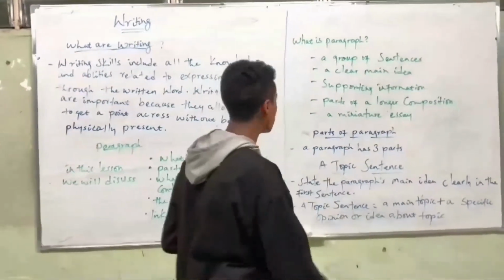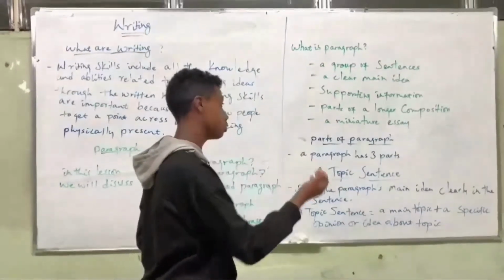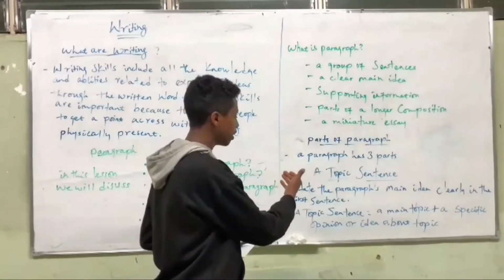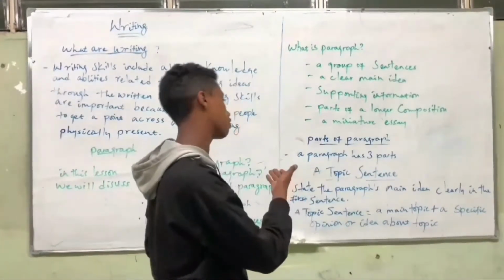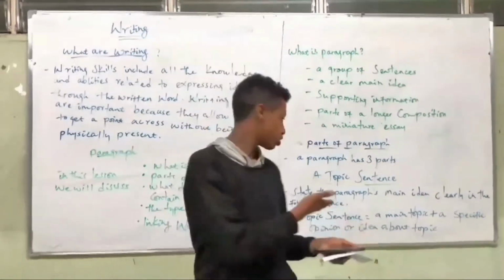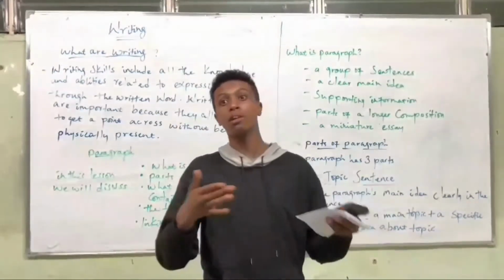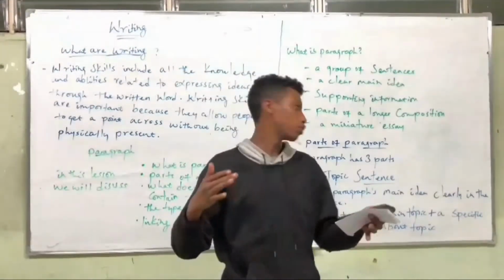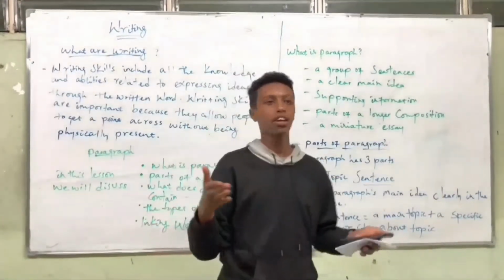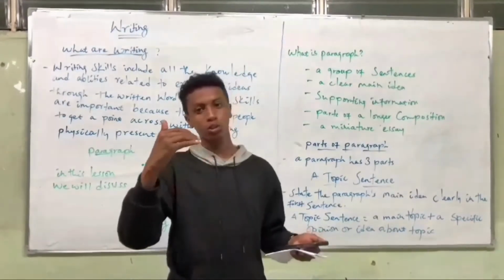We're going to proceed to the next question: the parts of a paragraph. A paragraph has three parts. The first and main part is the topic sentence. It states the paragraph's main idea clearly in the first sentence. This is the major part of the paragraph that contains the main idea. The main idea is the base of the paragraph, and the whole paragraph stays within the scope of the main idea. The topic sentence contains the main idea and talks about the topic.